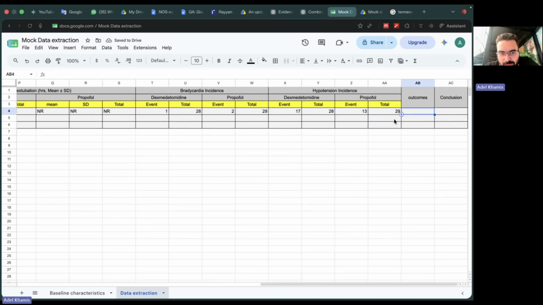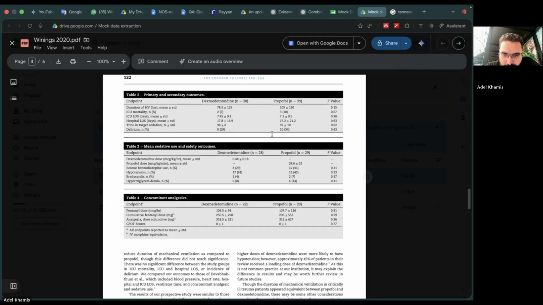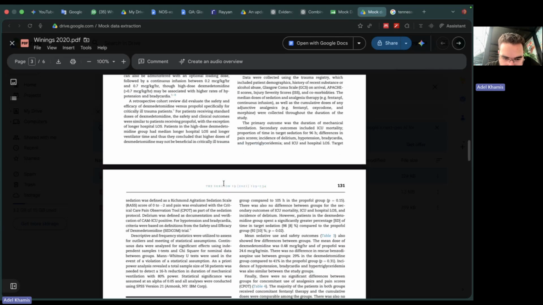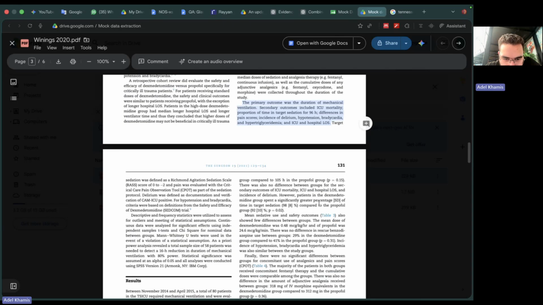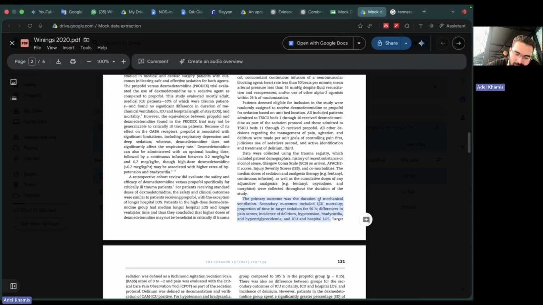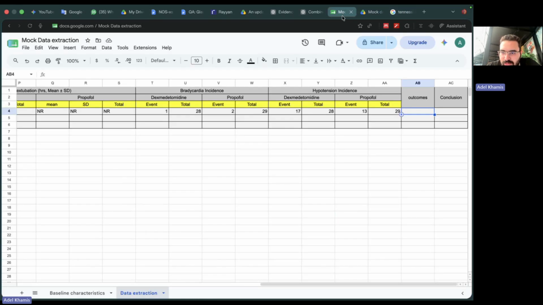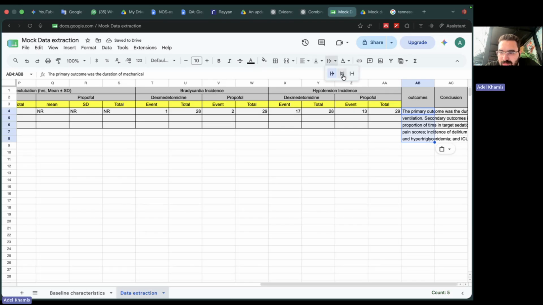The outcomes, you need to take them from the methods. The outcomes they wanted to assess. The primary outcome was the duration of the ventilation, and the secondary was the rest. Yeah, this is the outcomes, and you'll just copy paste them here and do like this.